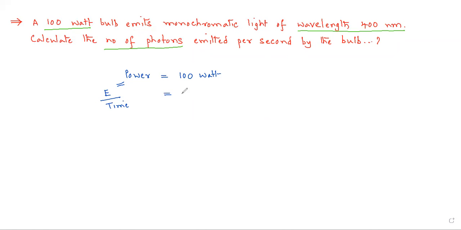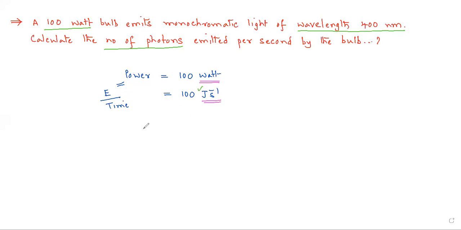This watt can be given as 100 joule per second. So watt is nothing but joule per second, right? So anyway, you got energy. The unit of energy is joule, right? Per second. Let us give the number of photons emitted per second only.